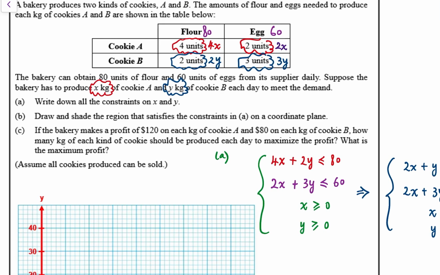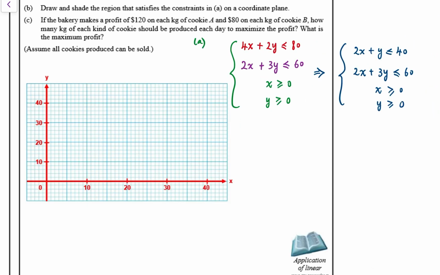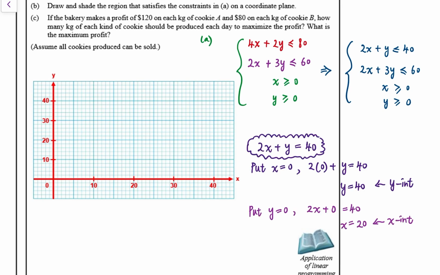Part B, we have to draw and shade the region that satisfies the constraints in part A. It will be easier if I make use of the x and y intercepts. I have the y-intercept 40, x-intercept is 20. After drawing the straight line, then we have to determine whether we should be shading the lower half plane or the upper half plane. The inequality sign is less than or equal to. So because of equal to, I'm using a solid line. Less than, I will be shading the lower half plane, so I'm adding arrows that are pointing towards the lower half plane.